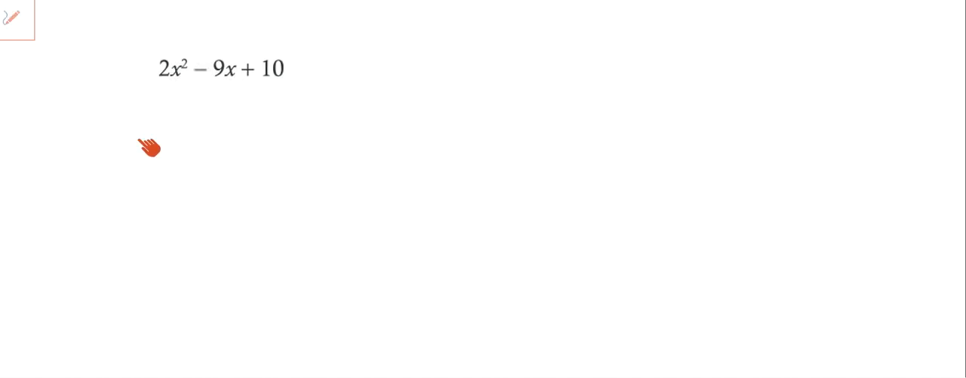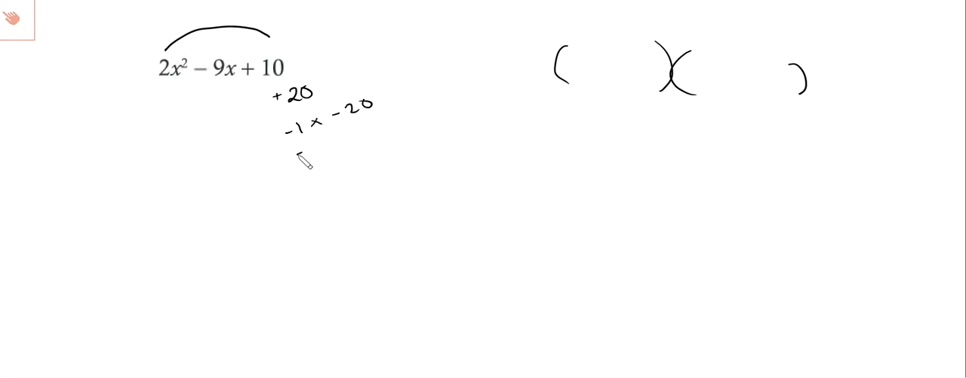All right. Now we know we're going to end up with double brackets. What method do we have when we've got more than 1x squared? Split the middle term. Talk me through it. 2 times 10 is 20. It's a positive 20. This is going to be a negative, which means both have to be negative. Minus 1 times minus 20, minus 2 times minus 10, minus 4 times minus 5. Which ones add to make minus 9? Minus 4 and minus 5.